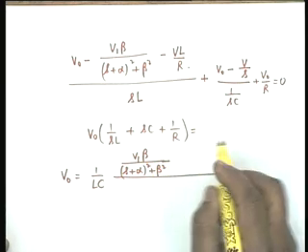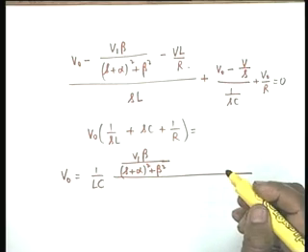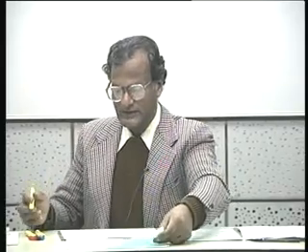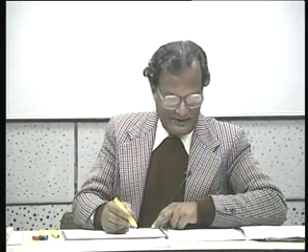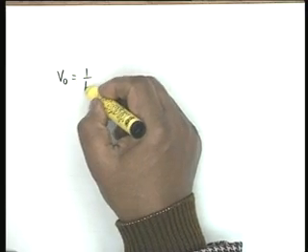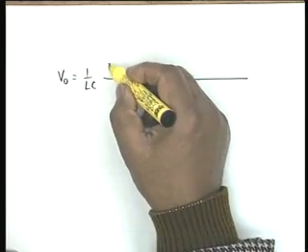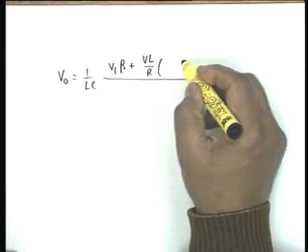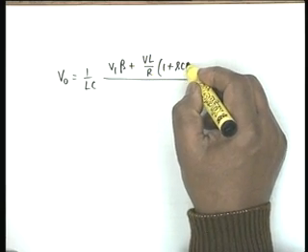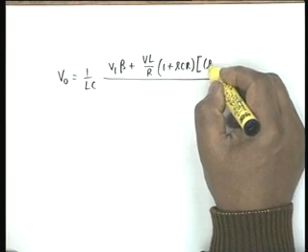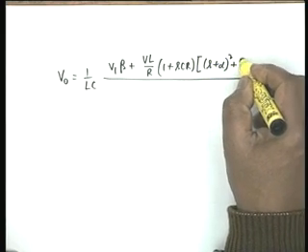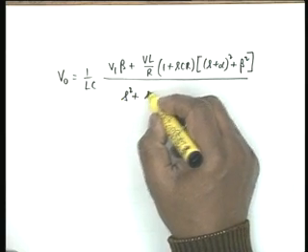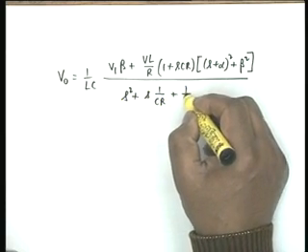Okay, my final result comes like this. No, let me give you the further simplified expression. I omit all these steps and I simply write V0 equal to 1 over LC. This is what I get: V1 beta plus VL by R, 1 plus SCR, multiplied by S plus alpha whole squared plus beta squared, divided by S squared plus S times 1 by CR plus 1 over LC.